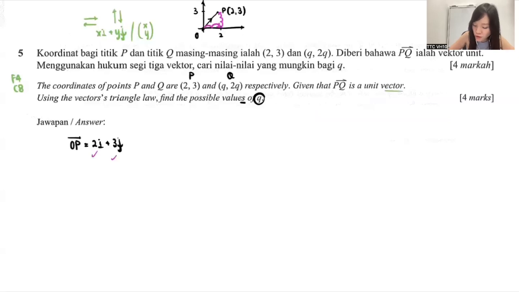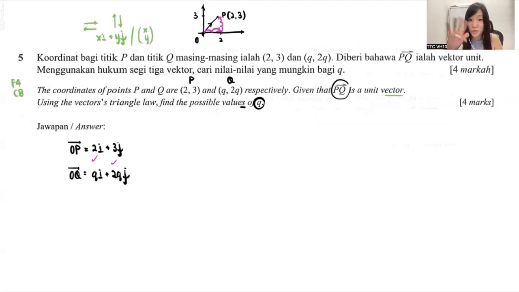Then now you also have the Q coordinate. So you're able to write OQ also. OQ, isn't it, will be Qi plus 2Qj. Okay, I'm able to write OP, I'm able to write OQ. No need to box, just write for you. Then now they say, given that PQ is a unit vector, using vector triangle law. Okay, guys, do you realize they want you to do PQ? So I don't want OP and OQ. I want PQ.